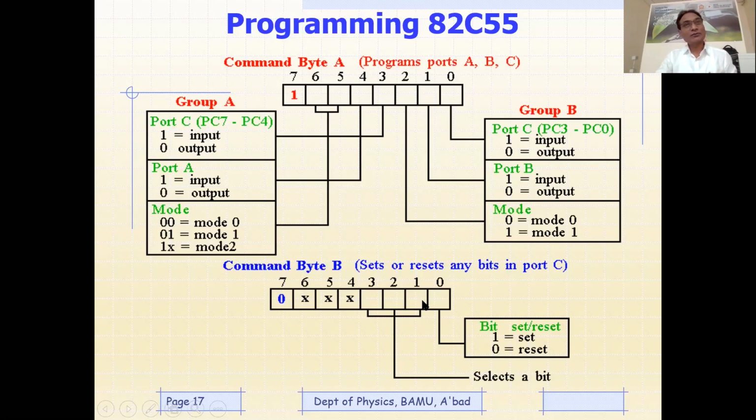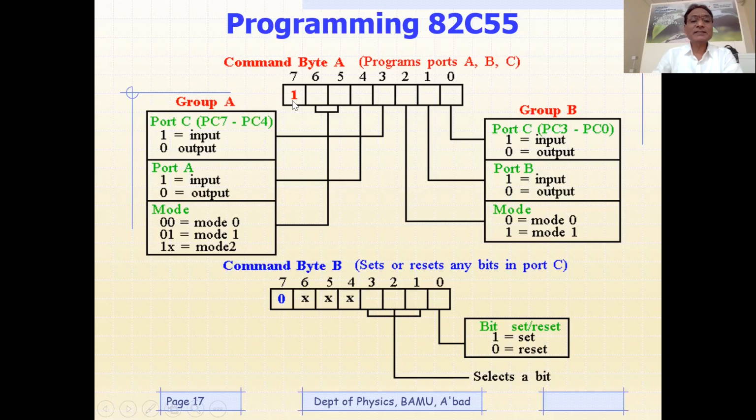Now once it is selected, you can set or reset. When you put logic 1 here, it means set, and logic 0 means reset. It means if it is 0, 0, 0, and 0 here, it means PC0, you will be making reset. When it is 0, 0, 0, and this is 1, it means PC0 is going to be set. So accordingly, all 7 bits of port C can be either set or reset in case of BSR mode. That is why it is called a bit set reset mode.